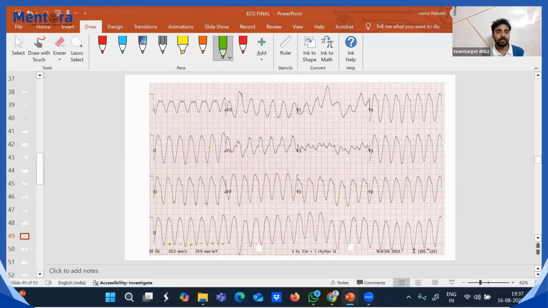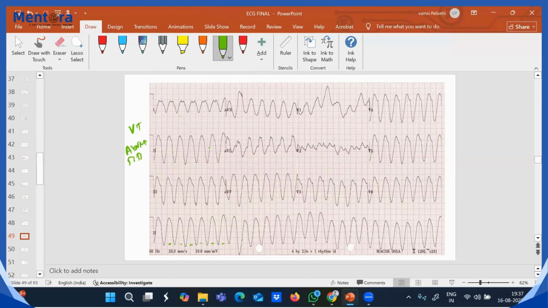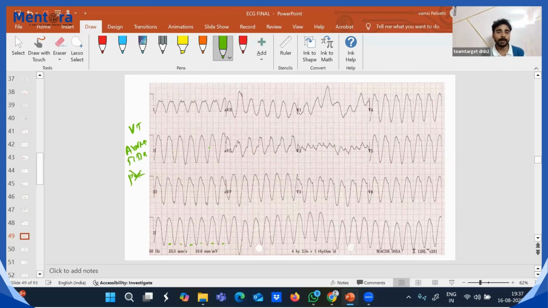So what are the three differentials you have? One is ventricular tachycardia. Other is AV conduction with bundle branch block. Or a pacing rhythm, but pacing is not there here, so we ruled that out. We have to differentiate these two.